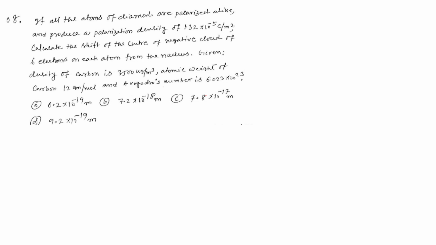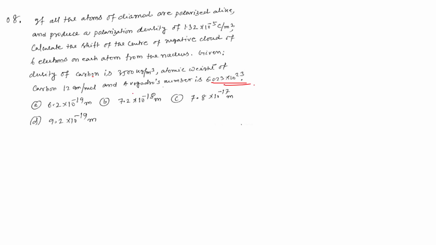If all the atoms of a diamond are polarized alike and produce a polarization density of 1.32 into 10 to the power minus 5 coulomb per meter square, calculate the shift of the center of the negative cloud of 6 electrons on each atom from the nucleus. Given the density of carbon is 3500 kilogram per meter cube, the atomic weight of carbon is 12 gram per mole, and the Avogadro number is 6.023 into 10 to the power 23.